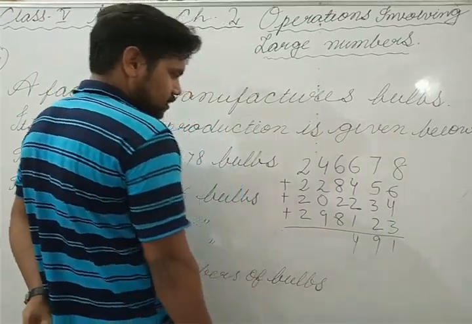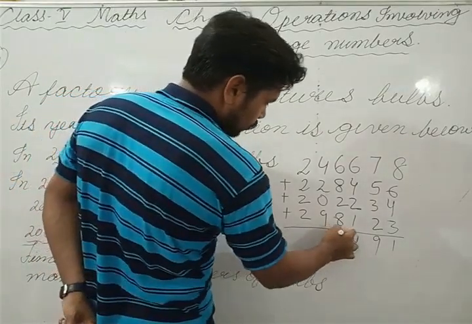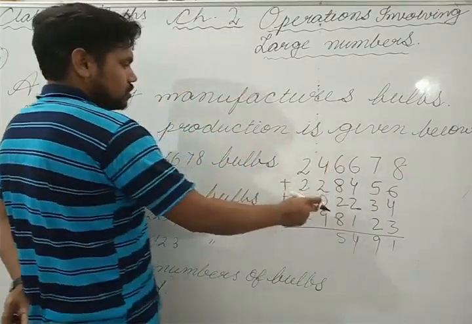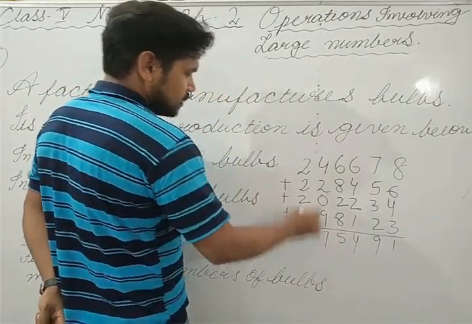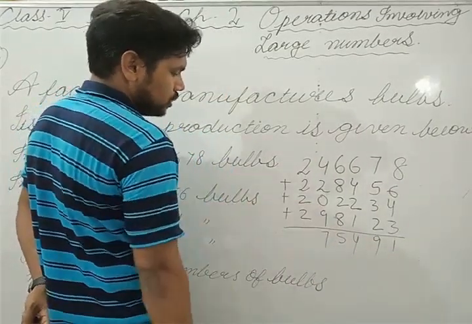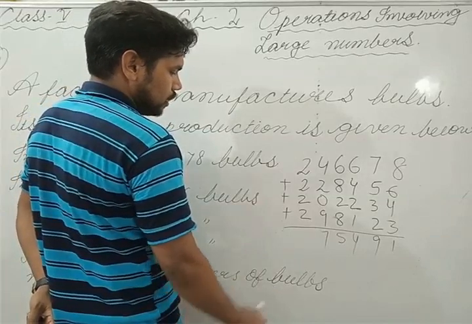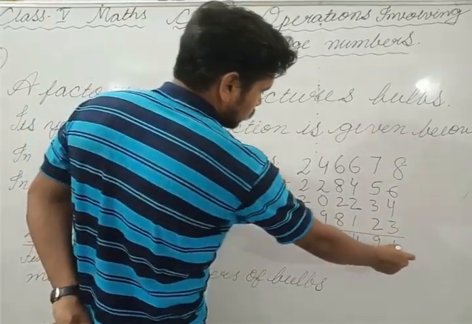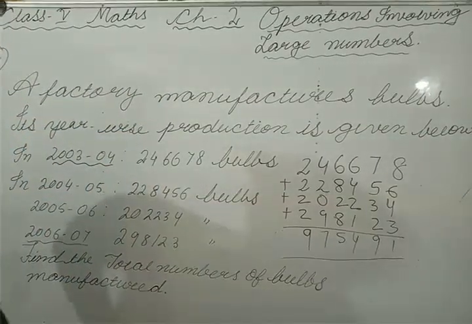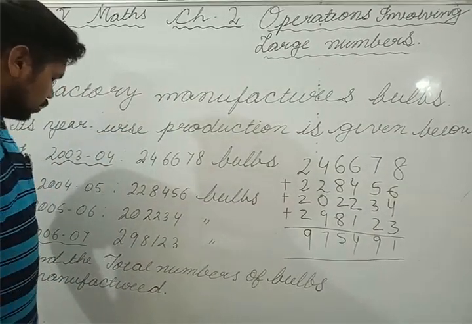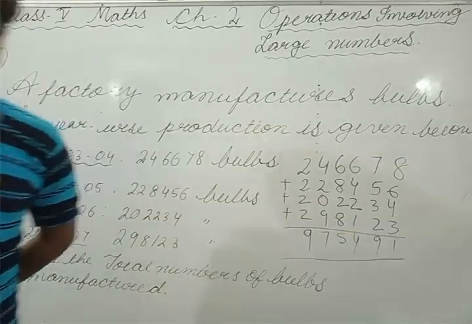17 plus 3 is 25. So 5, 2 carry. 6 plus 2 is 8, 8 plus 2 is 10, 17. So 7, 1 carry, 4 plus 2 is 6... So this much. So this is the total number of bulbs. This will be the total number of bulbs produced in the factory between 2003 and 2007.